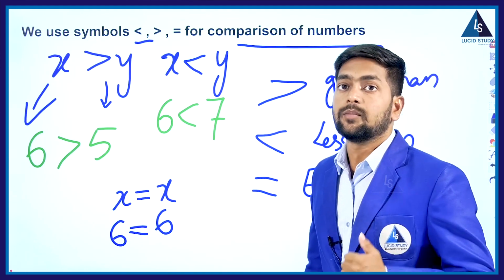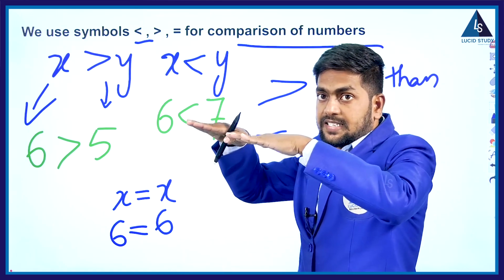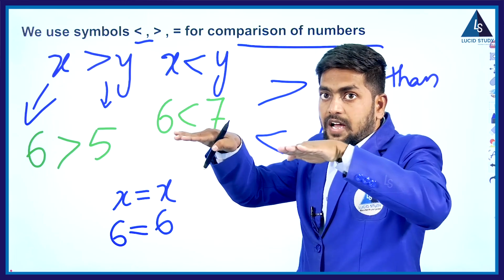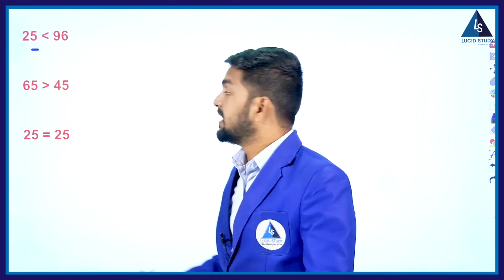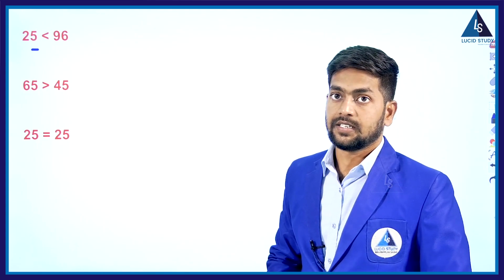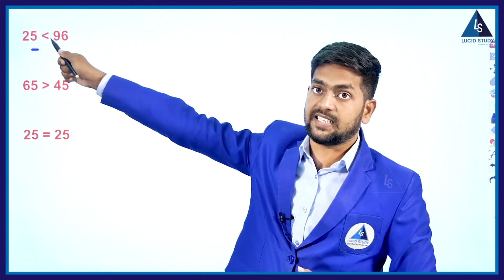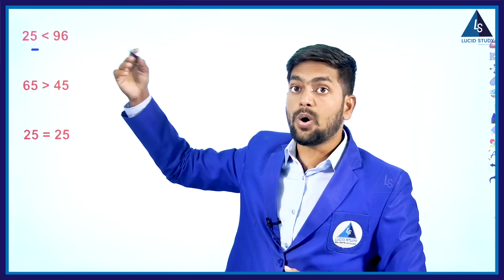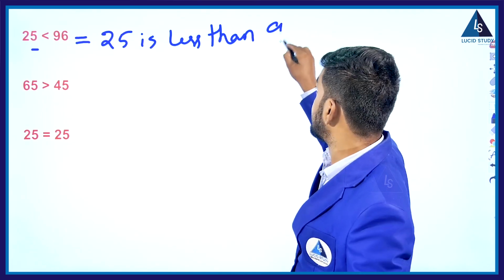Now comparison of numbers. So here we are having x is equal to x. In the place of x, the values should be equal. See here we are having 25 is less than 96. So here we are comparing these two numbers. 25 is less than the value of 96. 96 is more than 25. 25 is less than 96.